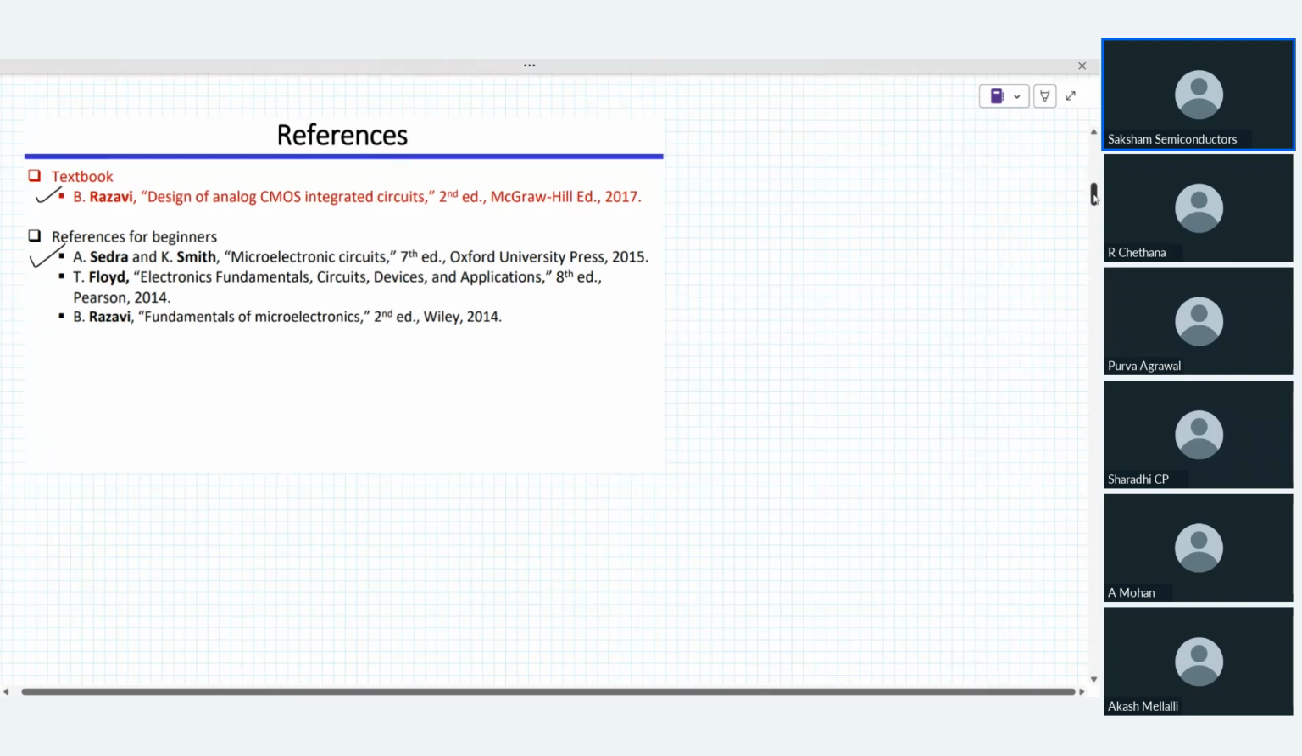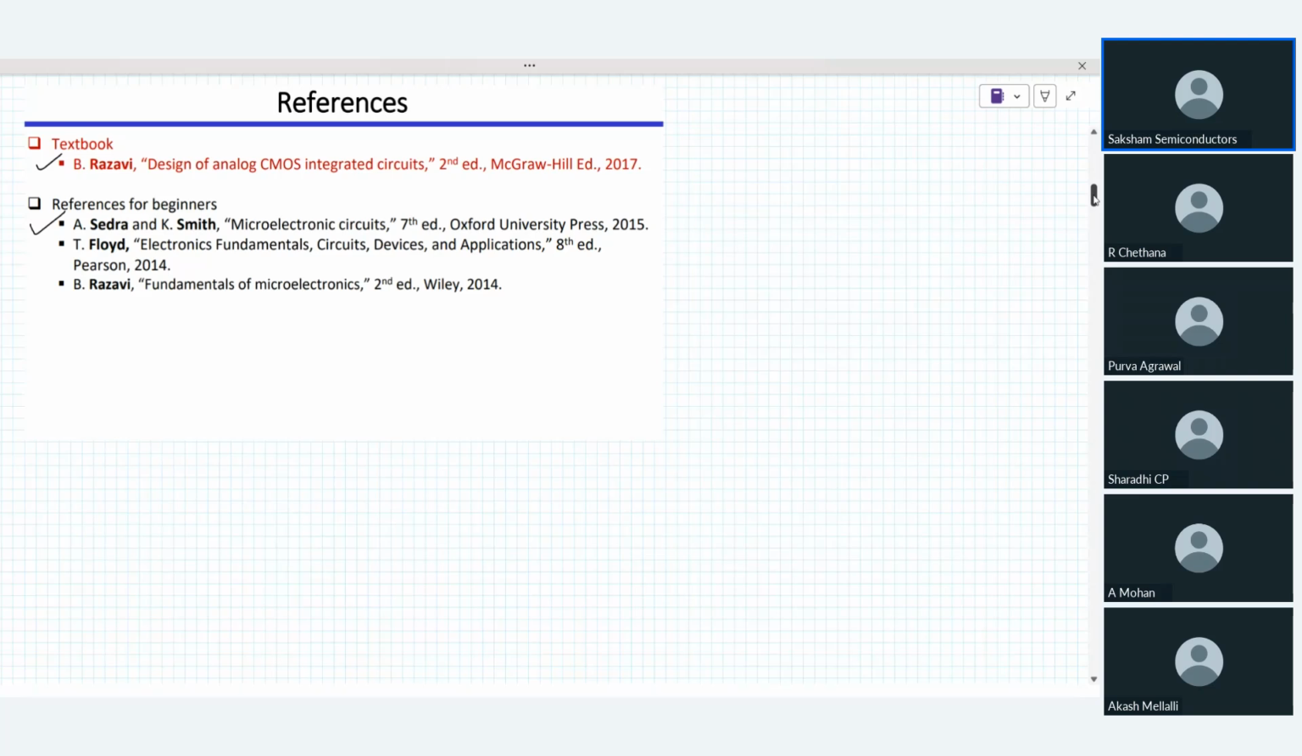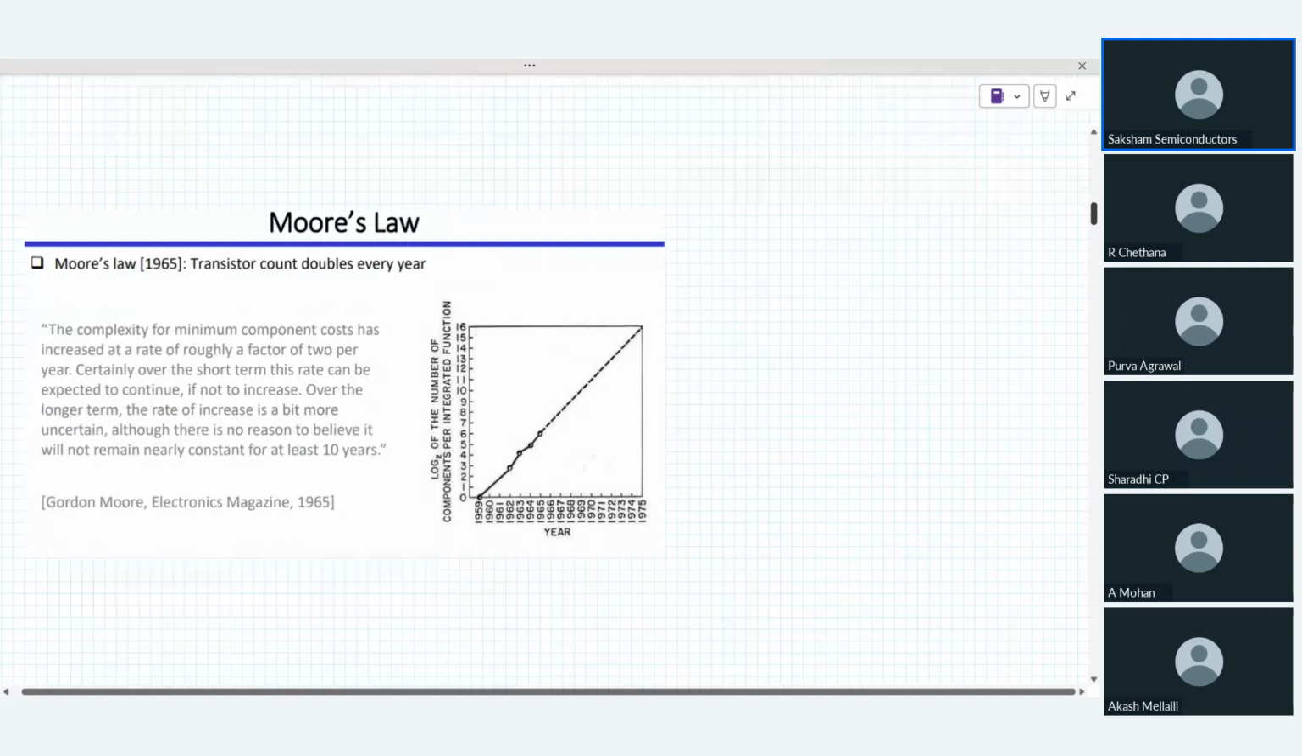Okay, fine. So now let's get into some of the very fundamental things before we actually get into the MOSFETs working, which I'll be taking up maybe in tomorrow's session. I'll start with something called Moore's law. And I hope everyone has come across this law. That's a very famous law. Now, what does it say? It says that the transistor count doubles every year. It simply says that every year the transistor count doubles. Now, what does that mean?